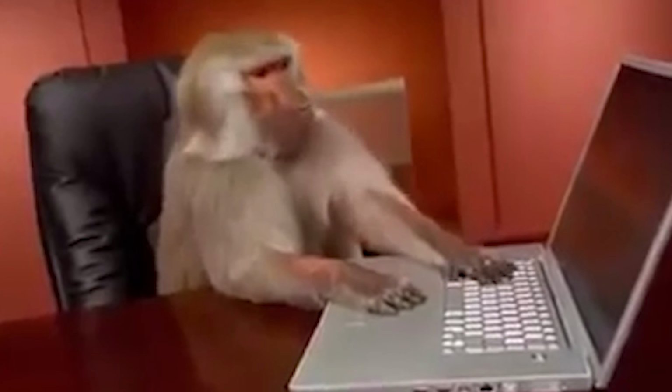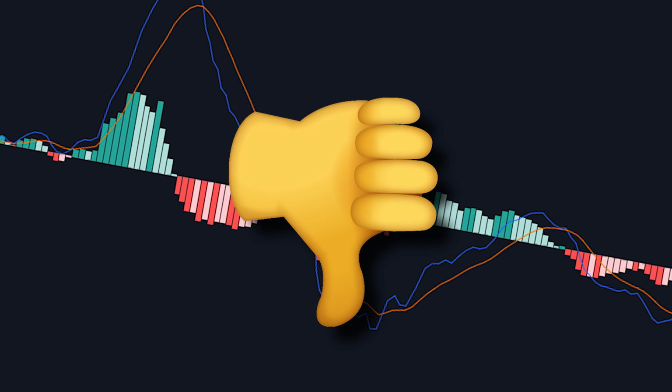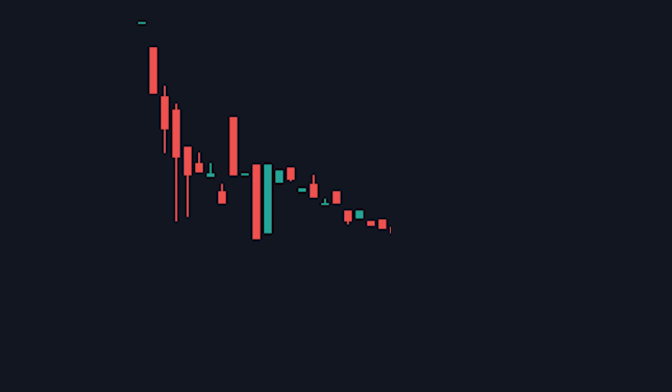Now, any monkey with a computer could do this strategy, but the major downside of this specific strategy is that it does not work well in consolidating markets. For example, here, the blue line crossed above the orange line, giving us a buy signal. But if we look above, the market is consolidating at this time, so the indicator wasn't so accurate. Which, if we actually entered this trade, it would have been a bad signal and we would have lost money.